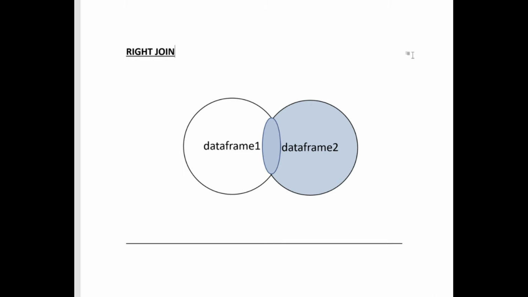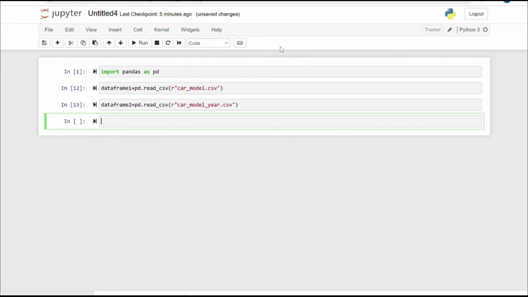So in the right join, we have all the data rows from the data frame 2, including the intersecting rows. Usually the number of rows in the resultant data frame is the number of rows we have in the right table. So here we have imported pandas package as pd. We have imported the two CSV files. Now let's first look at what the data in our two CSV files is.